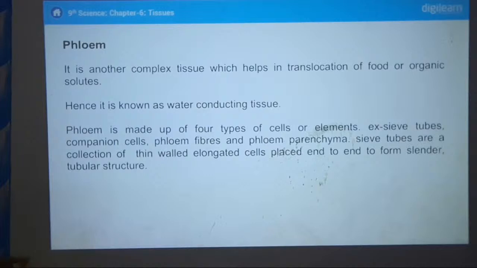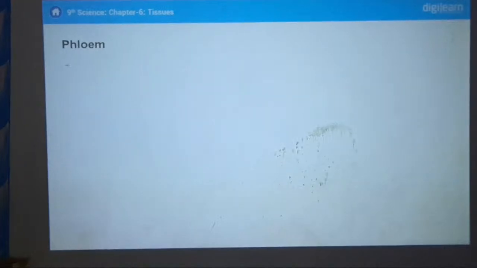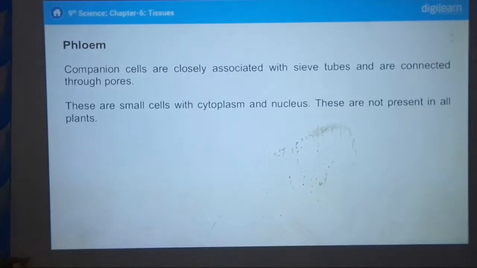Sieve tubes are a collection of thin-walled elongated cells placed end to end to form a slender tubular structure. The cell walls have sieve-like pores and are called sieve plates. The sieve tubes do not have nuclei. Companion cells are closely associated with sieve tubes and are connected through pores. These are small cells with cytoplasm and nucleus. These are not present in all plants.